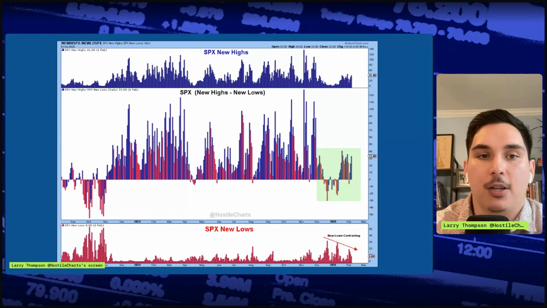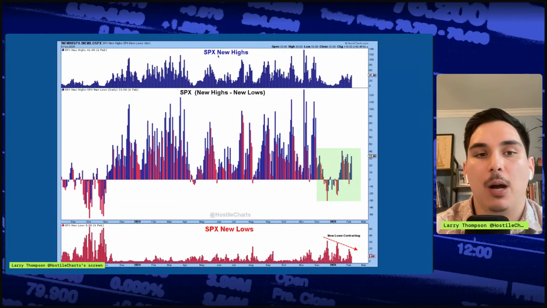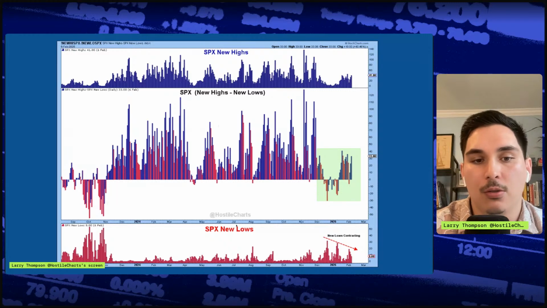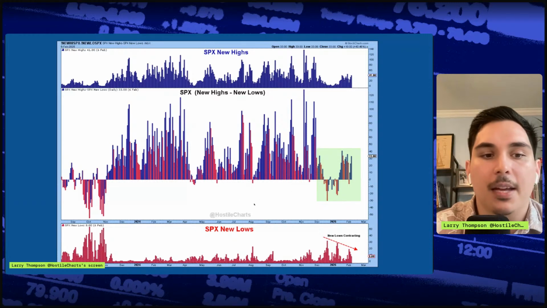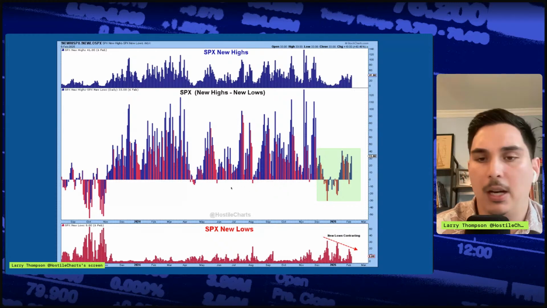Looking at the S&P 500, this top panel here is S&P 500 new highs. This bottom panel here is new lows. And then this middle panel we're looking at is new highs minus new lows, right? So when it's positive, that means net new highs, and when it's negative, it means net new lows. So highs minus lows. And this is on a daily basis for about the past 6 months, right? Actually, this is a little bit over a year here.